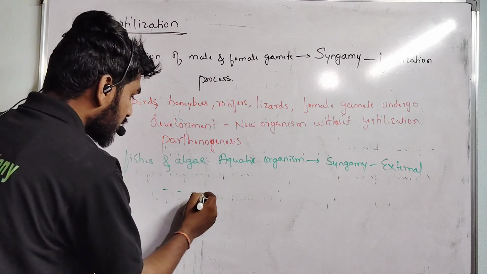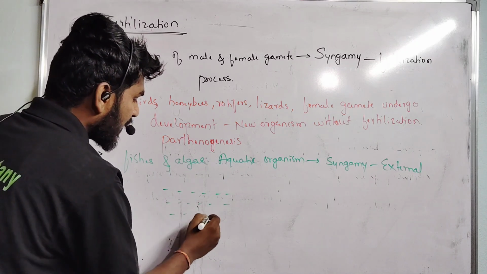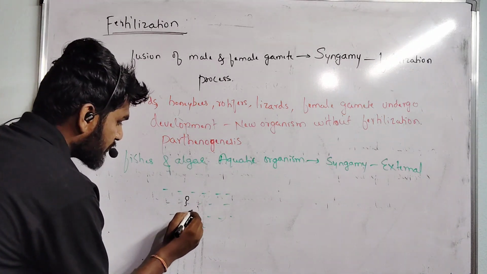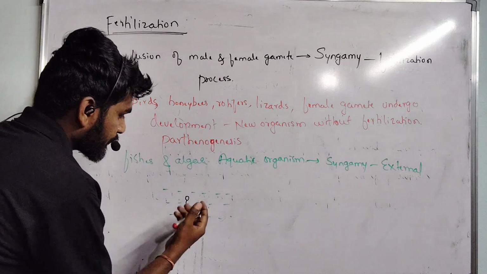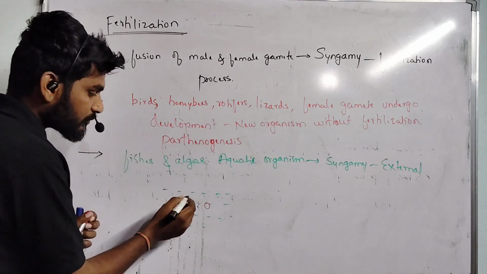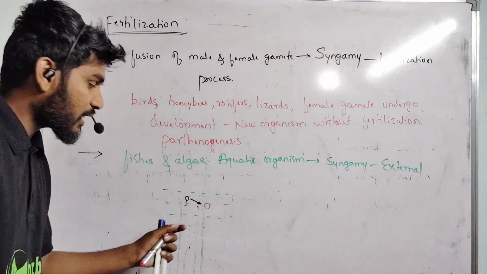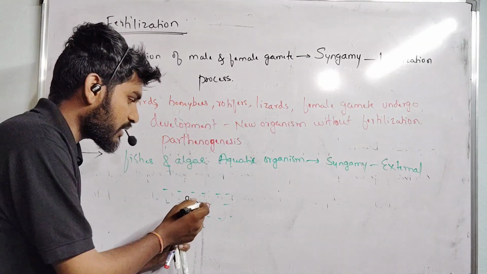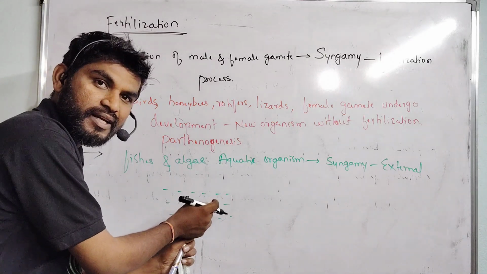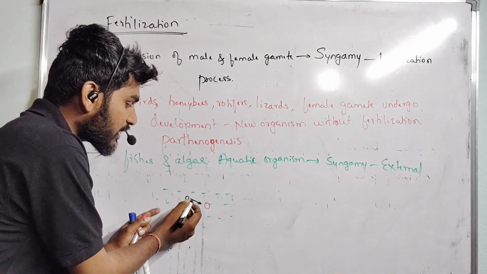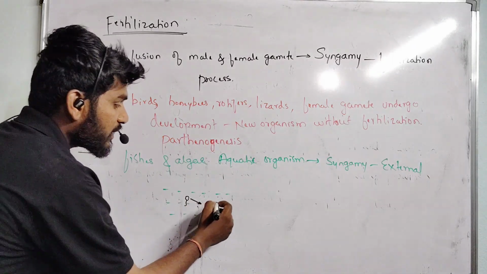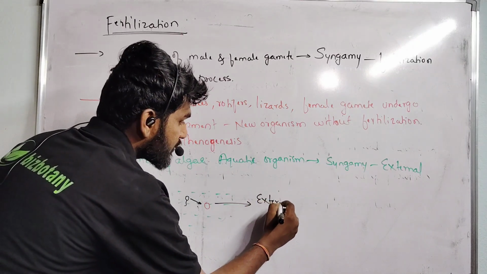Consider we have water here. Inside this water, male and female gametes will be released. This one is a female gamete. A large number of male and female gametes will be released, and the fertilization will occur outside the body. Male and female organisms release their gametes in a water medium. The fertilization occurs externally, outside the body of the organism. Such type of fertilization we call external fertilization.